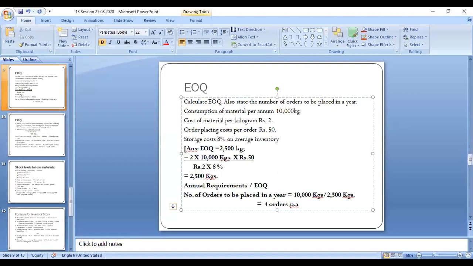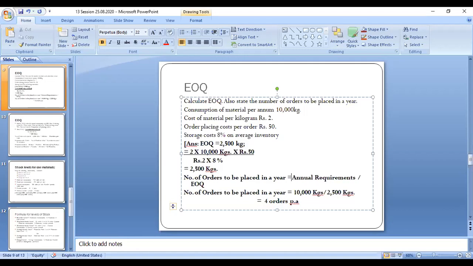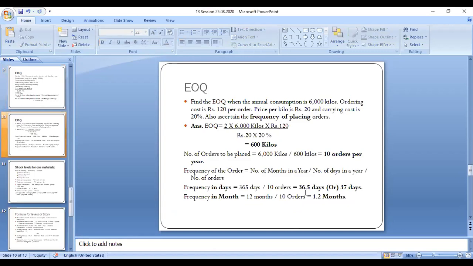If you divide these two values, you will get the number of orders to be placed in a year. This is the formula. So with the formula, for 10,000 kgs, this is 4 orders per annum. So it's calculated. This is the second case, and this is the first case.